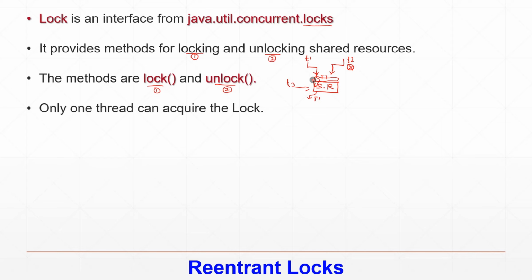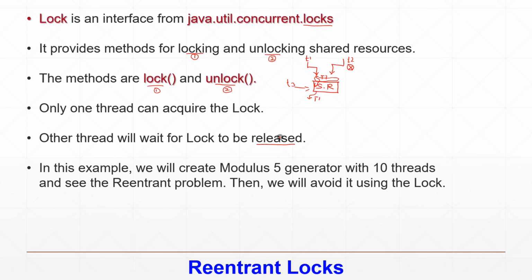So a thread will acquire the lock, and after using the resource, it will make a call to unlock and go out. Only one thread can acquire the lock, other threads will wait for the lock to be released. So it will be released using the unlock method.